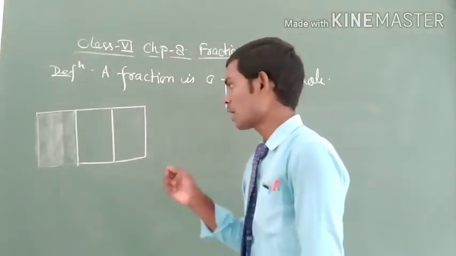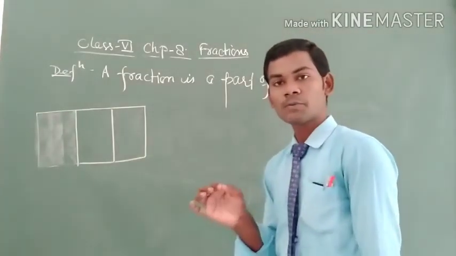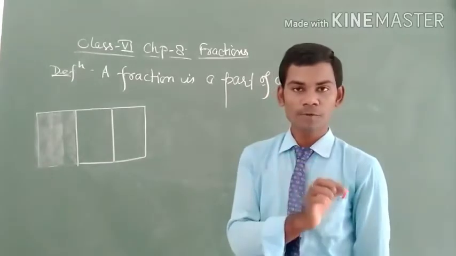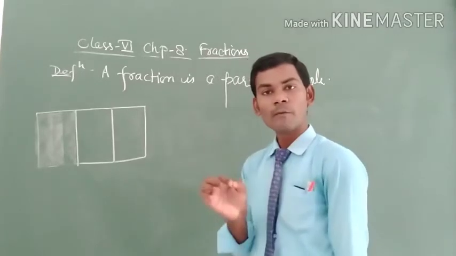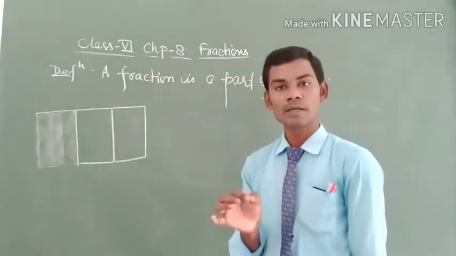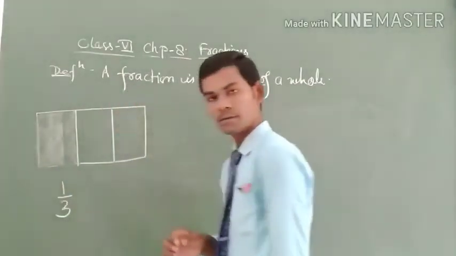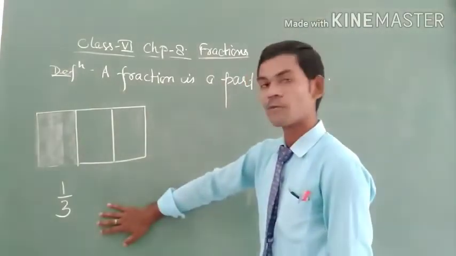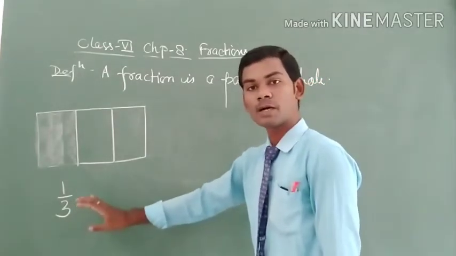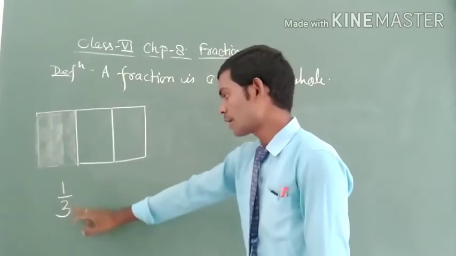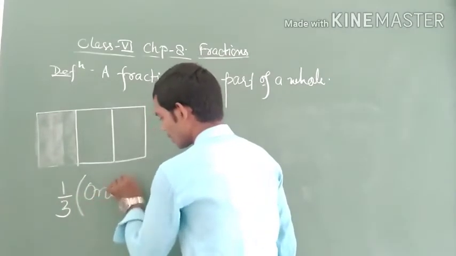One part out of three, and listen to me carefully. Keep it in mind: one part out of three, which means 1 upon 3. Here we have taken one part out of three parts. Therefore, we write 1 by 3, and here we write one part out of three.